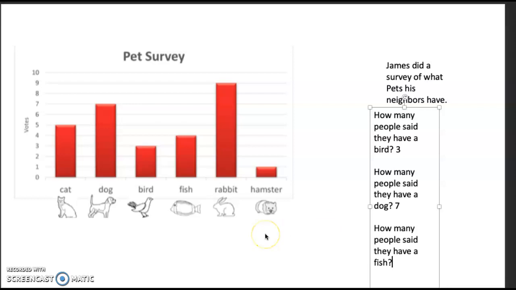Okay, I hope you were able to find that. You've looked at the bottom. When we're looking to see what information was collected, it's going to be right here on this horizontal line, or on this vertical line. That's just going to be the amount of votes for each animal.